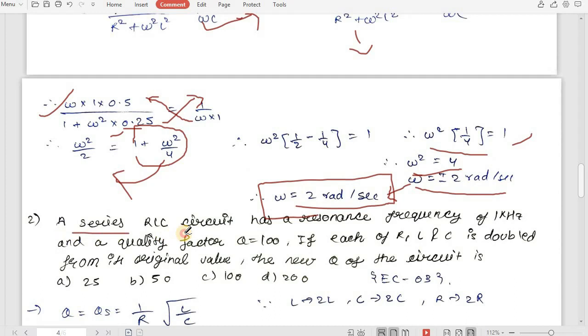The question is, a series RLC network has a resonance frequency of 1 kilohertz and a quality factor of Q equals 100. If each of R, L, and C is doubled from its original value, the new Q of the circuit is? Basically this sum is to find the quality factor of the circuit, and in the question itself it is mentioned that it has a resonance frequency.